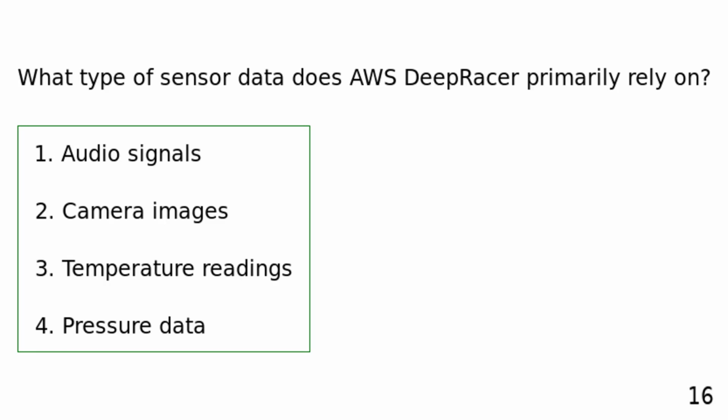What type of sensor data does AWS DeepRacer primarily rely on? Audio signals, camera images, temperature readings, pressure data.